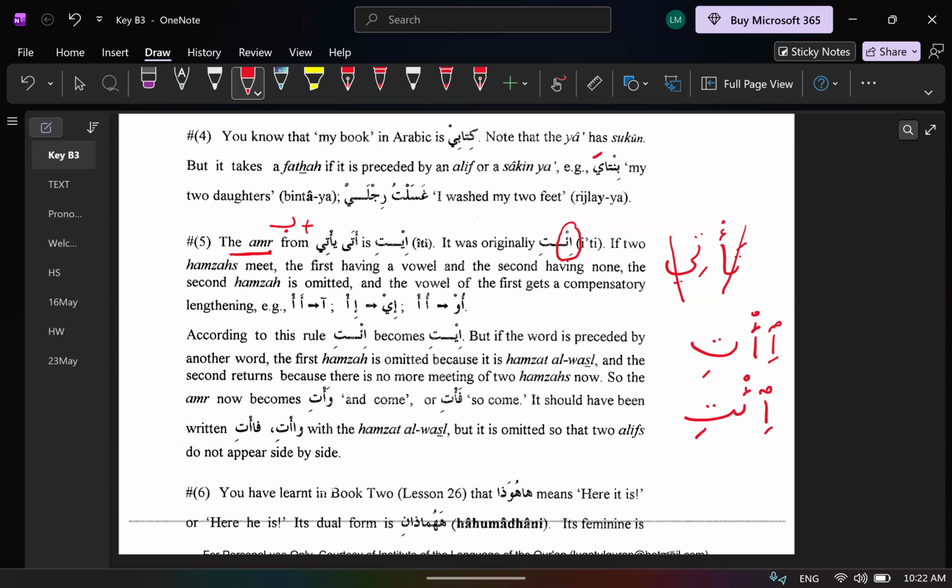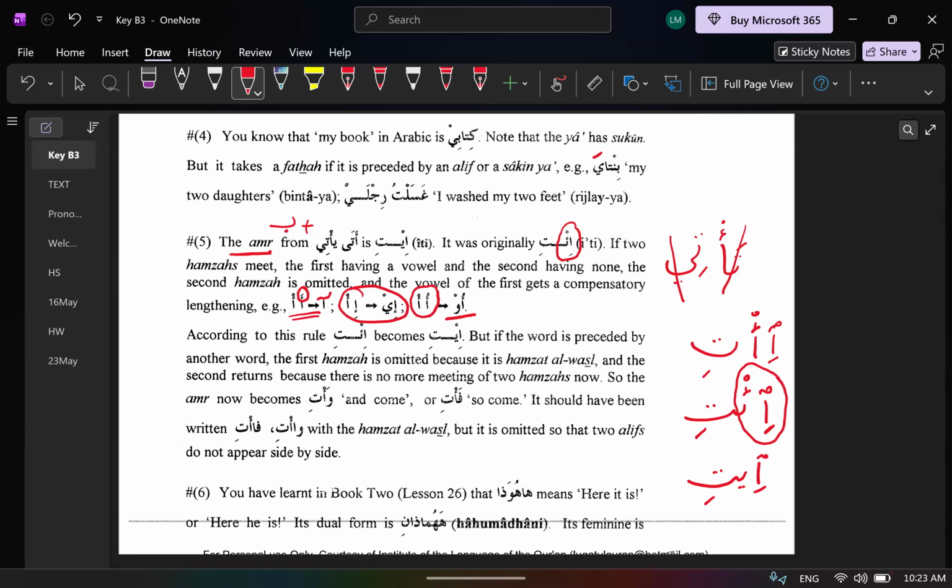Now it is difficult to pronounce, so what Arabs do is, if two hamzas come together, hamzatul wasl and hamzatul qata over here, and hamzatul wasl has a kasra, then they change the second one to a ya, so it becomes it. Yeah, so that's the amar from it. If there is a kasra before it, it gets changed to a ya. This is what we learned. If there is a dhamma on the hamzatul wasl, then you change it to a waw. If there is a fatha, you change it to an alif mad, like this. So that's what Arabs do because of pronunciation purposes.